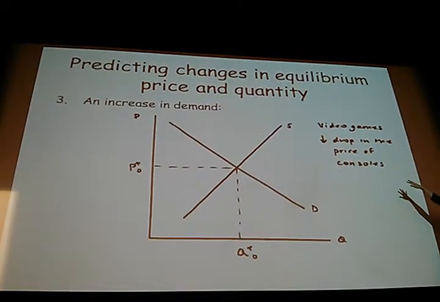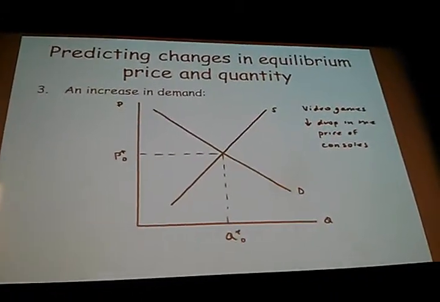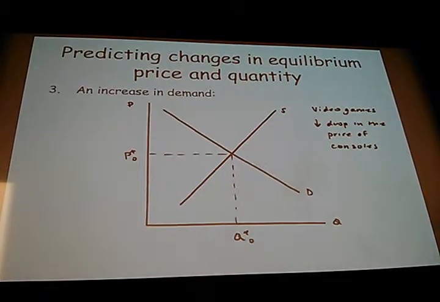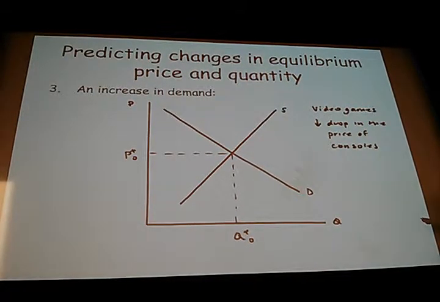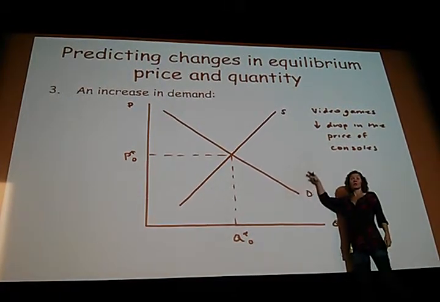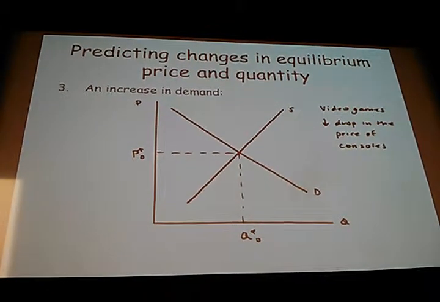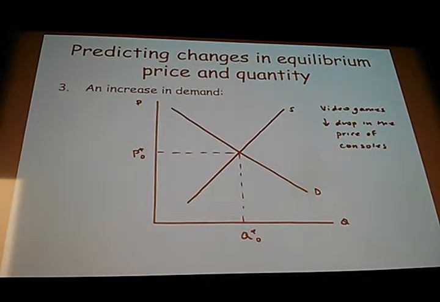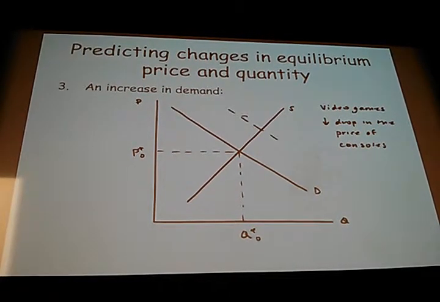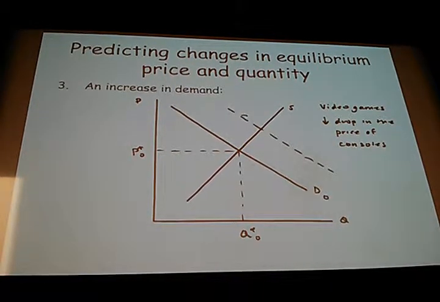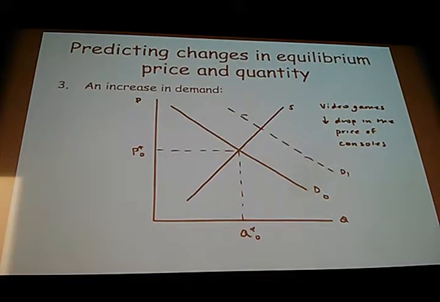Okay, so a drop in the price of consoles. That's kind of like the introduction of a new console. It's sort of like a drop in the price. Think of it as the same thing. So a drop in the price of consoles is going to make people want to buy more consoles. And because they're buying more consoles, there's going to be an increase in the demand for video games. And so demand is going to shift up, shift out. So this is an increase in demand.